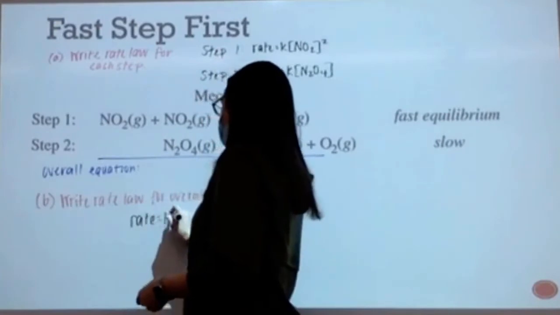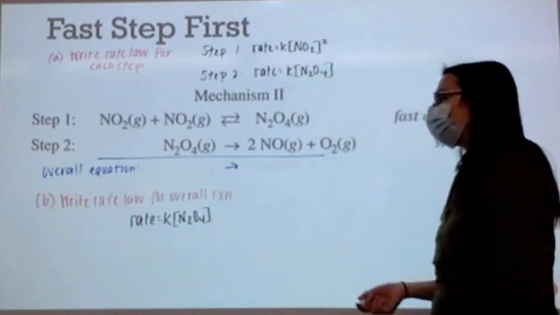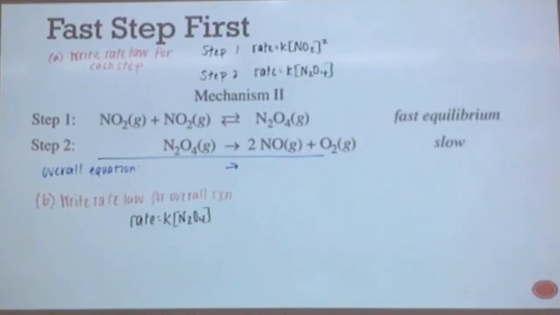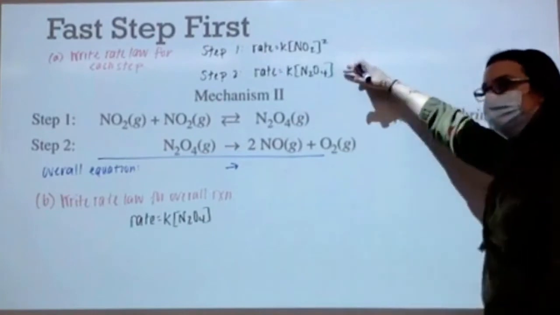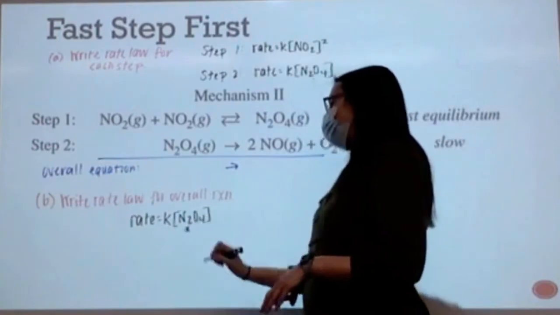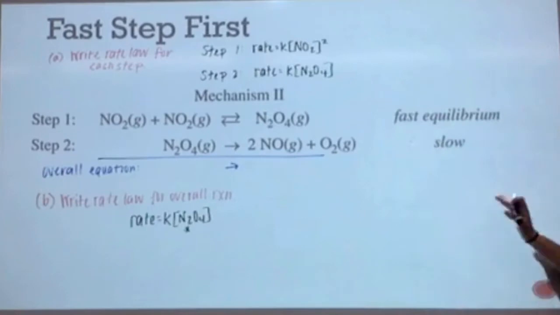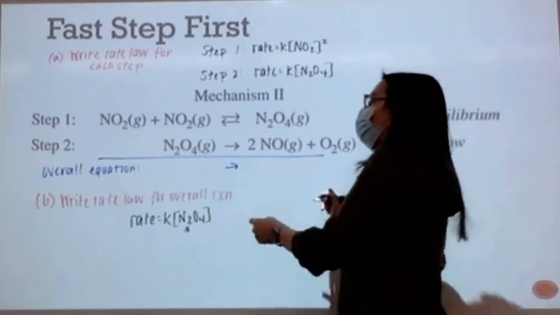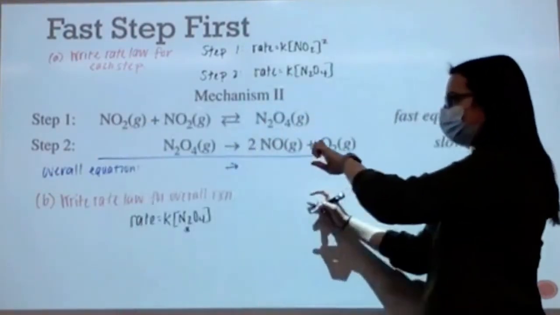So I would write rate equals K times the concentration of N2O4. However, at this point, intermediates cannot be in an overall rate law. They can be in individual steps, but they cannot be in an overall rate law. So when you have an intermediate in an overall rate law, and this almost always happens if the slow step is the second or third step, you're going to have an intermediate. Then you need to look at the fast step, set them equal to each other, and plug back in.